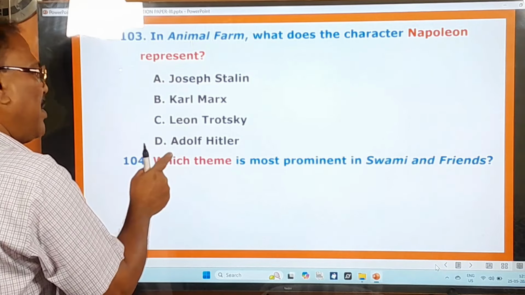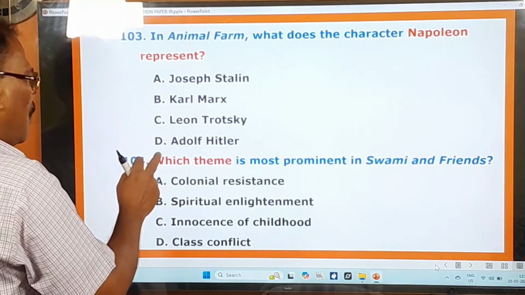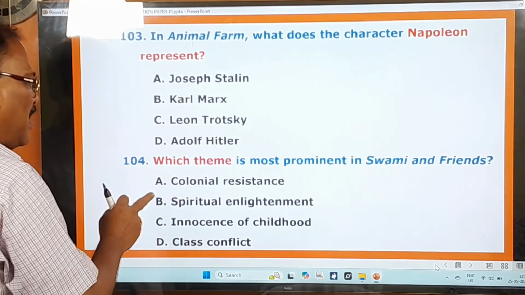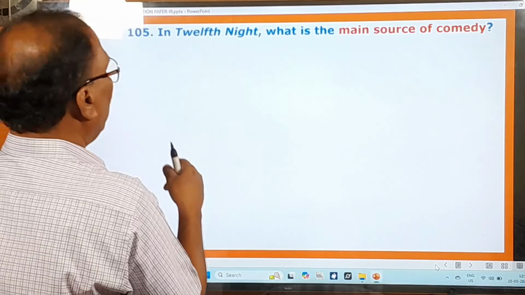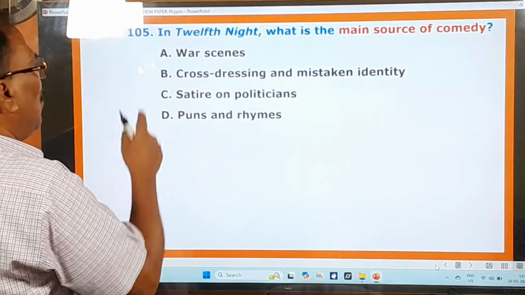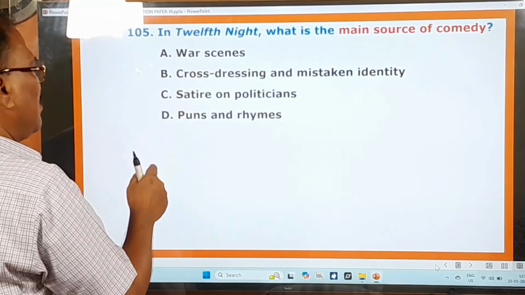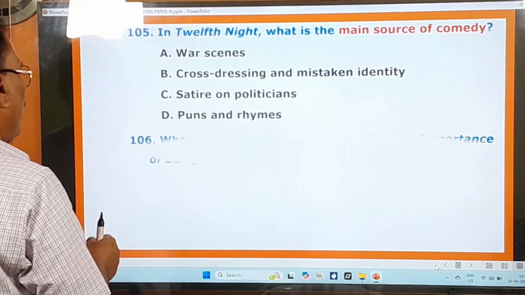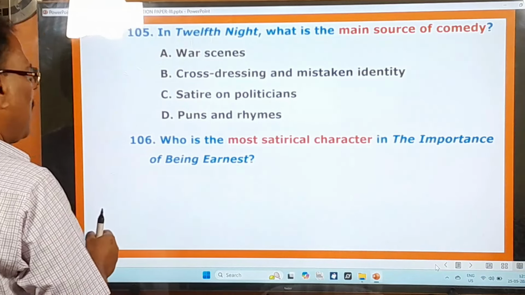104th question. Which theme is most prominent in Swami and Friends? Colonial resistance, spiritual enlightenment, innocence of childhood, class conflict. 105th question. In Twelfth Night, what is the main source of comedy? War scenes, cross-dressing and mistaken identity, satire on politicians, puns and rhymes. 106th question. Who is the most satirical character in The Importance of Being Earnest?